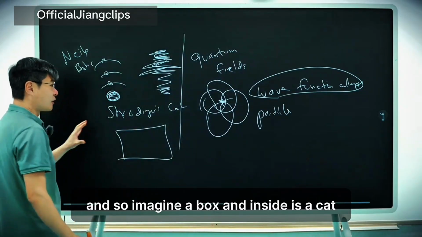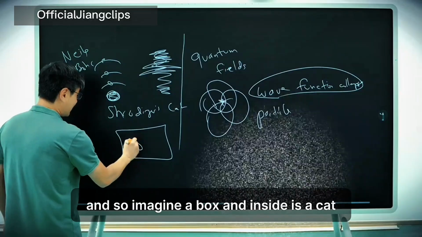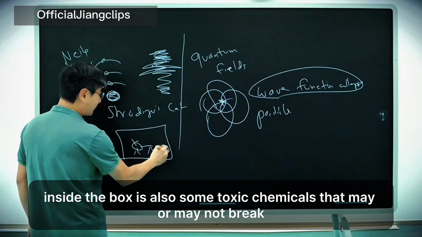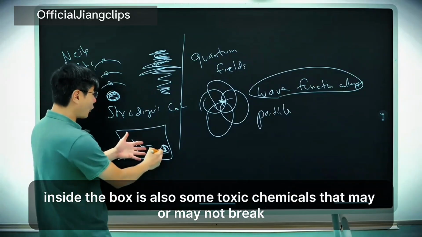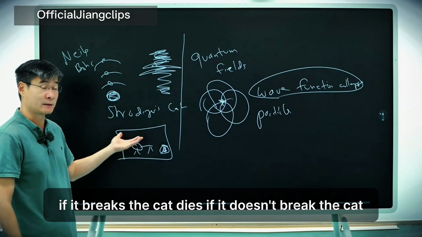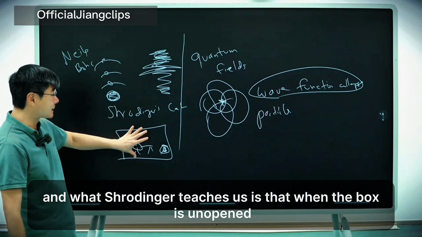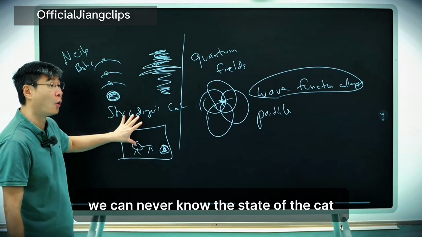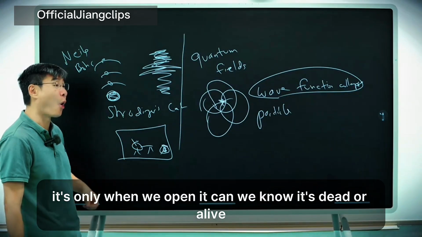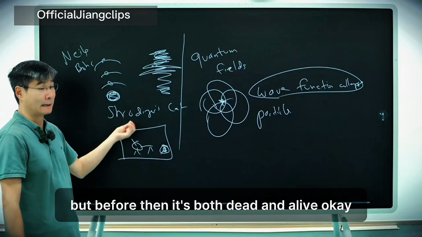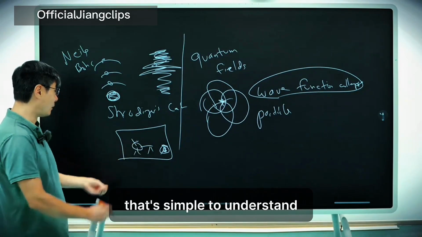And so imagine a box, and inside is a cat. And inside the box is also some toxic chemicals that may or may not break. If it breaks, the cat dies. If it doesn't break, the cat's still alive. And what Schrödinger teaches us is that when the box is unopened, we can never know the state of the cat. It's only when we open it that we can know if it's dead or alive. But before then, it's both dead and alive. Okay? That's simple to understand.